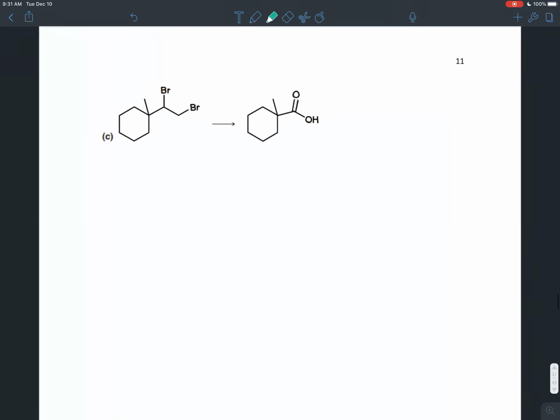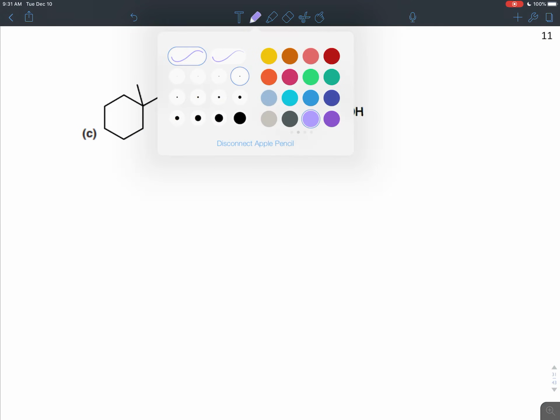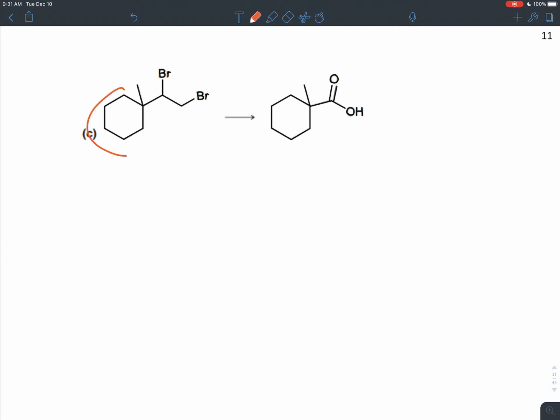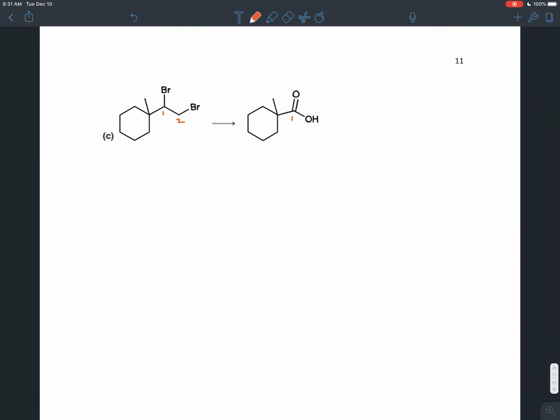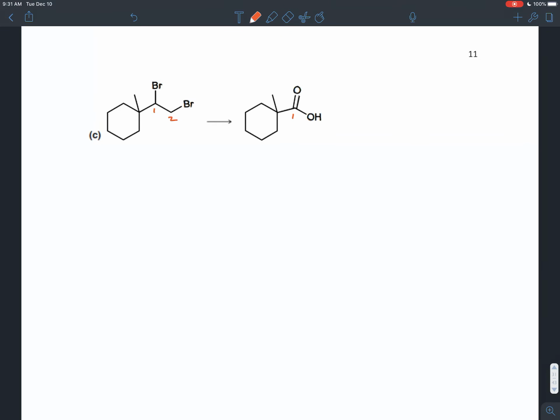Okay, let's try C. Well, we can play the same game. How many carbons here? We have this 6-membered ring, the cyclohexane. That doesn't change. You have a methyl group on it. That doesn't change. On the other branch, we have 1, 2 carbons, and here we only have 1. We have fewer carbons on the right than we do on the left. Well, there's only one way that we've learned to remove carbons from a carbon chain, and that was ozonolysis.